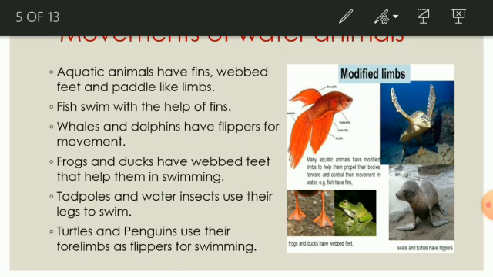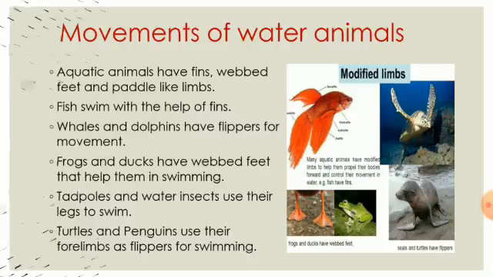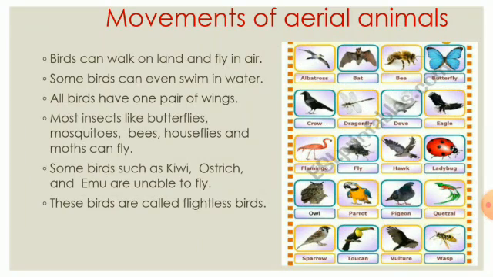Turtles and penguins use their forelimbs as flippers for swimming. Their forelimbs are a little broader so that they may be used as flippers. So the next topic is movements of aerial animals. What are aerial animals? They live on land, but while moving they use the aerial path. That is, they move through air, through the sky.